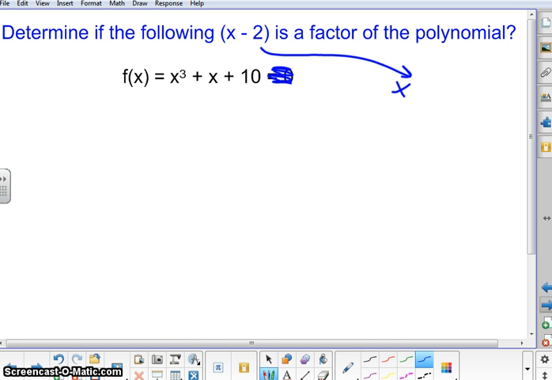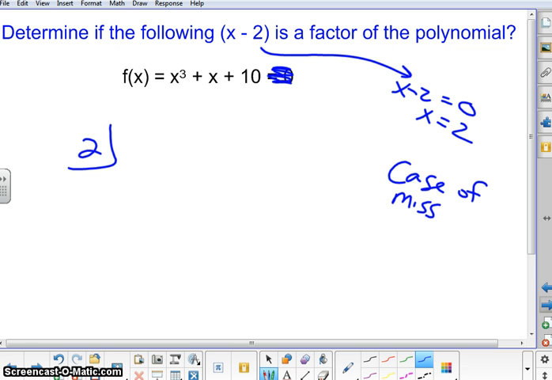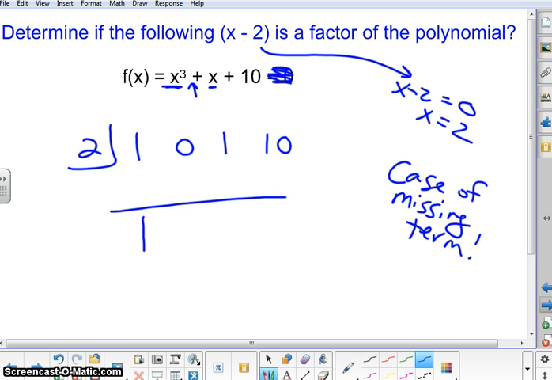Go ahead and set this equal to 0. So 2 is what's going to go inside here. I do want to mention now, this is the one with the case of the missing term. Dun, dun, dun. So you have to be careful when you write the coefficients down, because there's an x cubed, but there's no x squared. So we're going to have to replace a 0 in that spot. And then we have 1, and we have 10. And then if we drop that 1 and keep adding and multiplying, we end up getting 10.